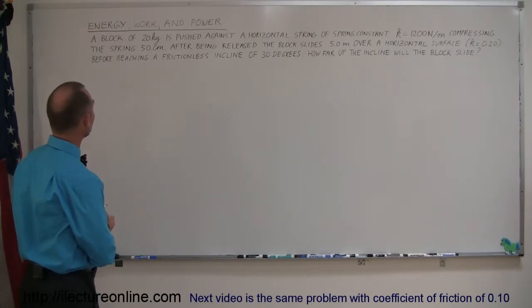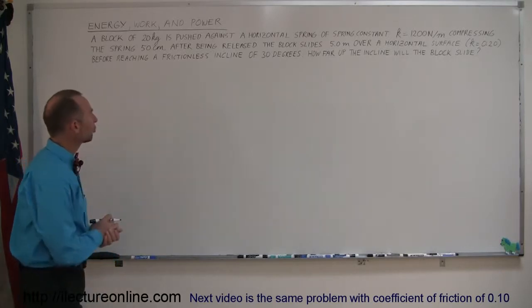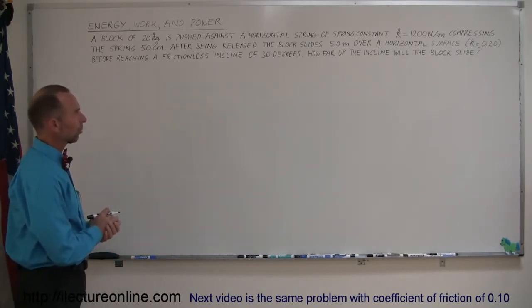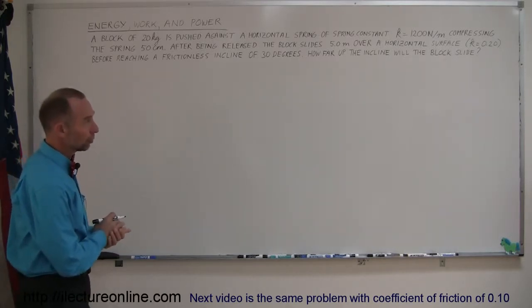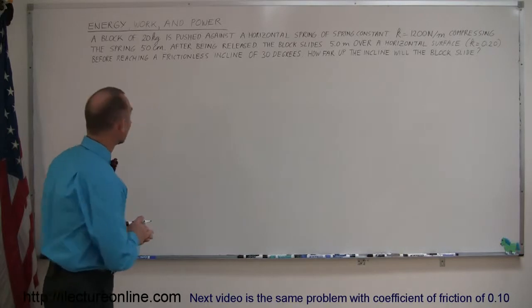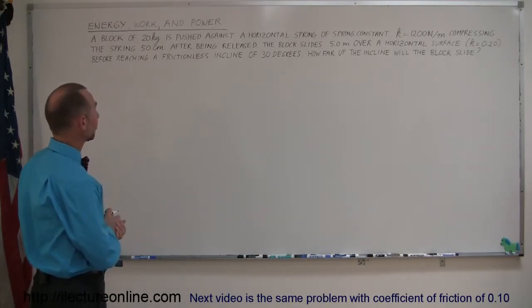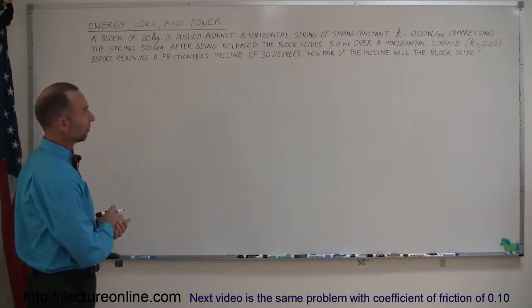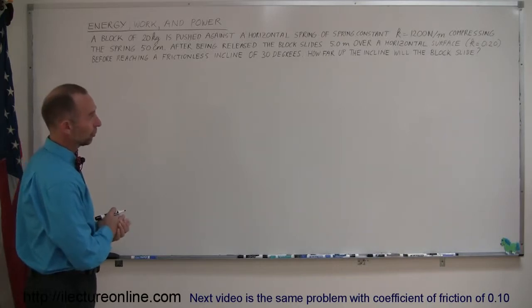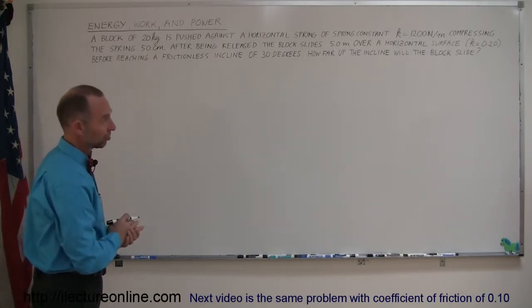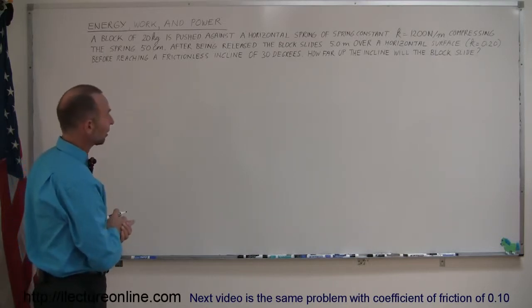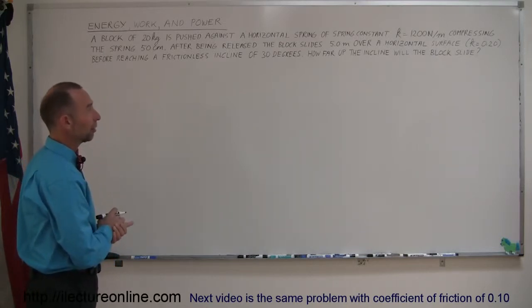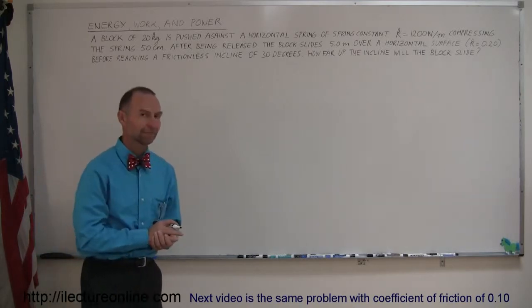Let's read it together. It says a block of 20 kilograms is pushed against a horizontal spring of spring constant k equals 1200 newtons per meter, compressing the spring 50 centimeters. After being released, the block slides 5 meters over a horizontal surface with coefficient of friction k equals 0.2 before reaching a frictionless incline of 30 degrees. How far up the incline will the block slide?